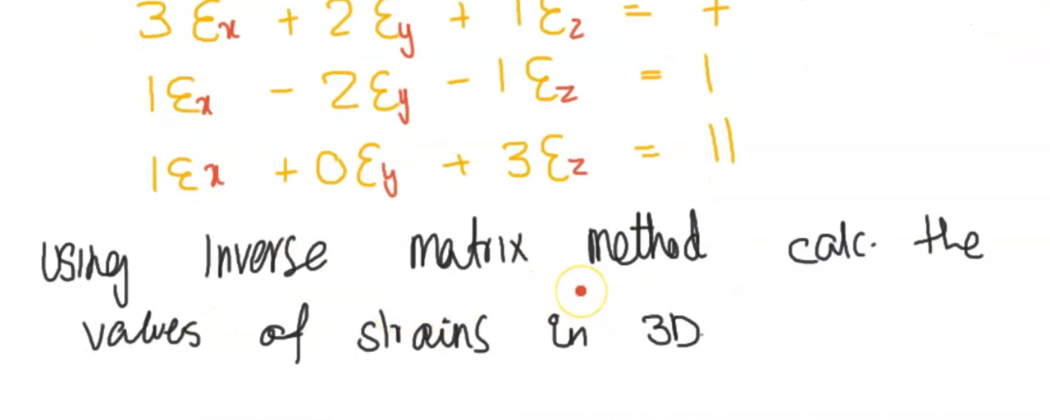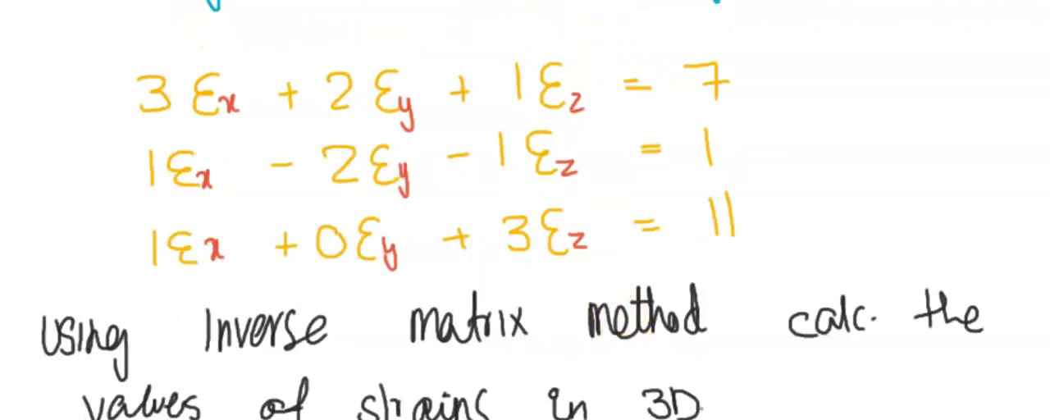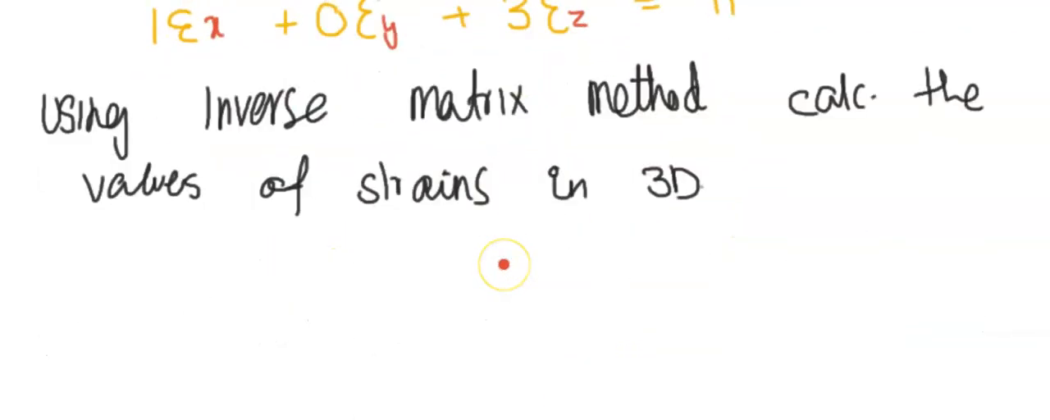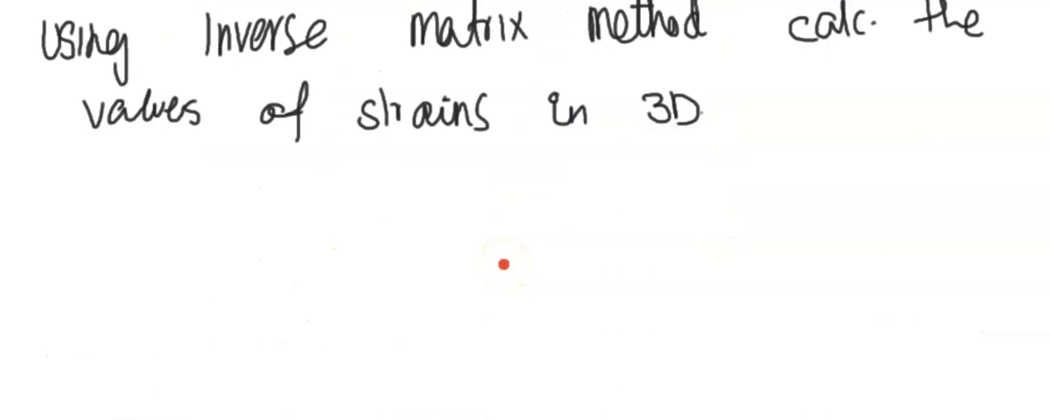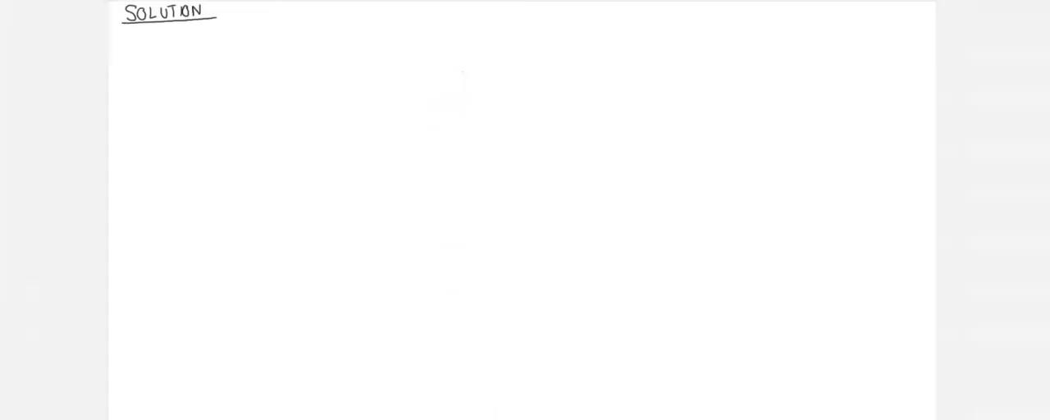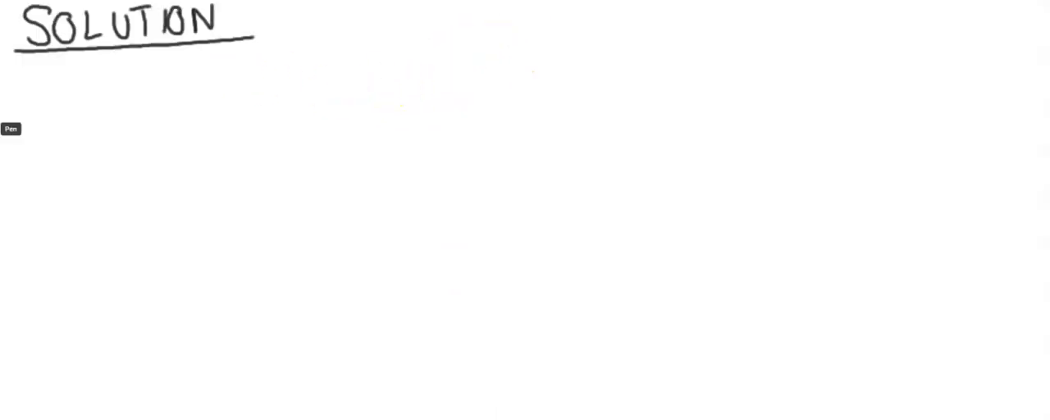Using inverse matrix method, calculate the value of the strain in 3D. So now we need to find the value of the strain in 3D. To do that, we need to convert that into the matrix method. So let's go to the next page and convert that into the matrix.